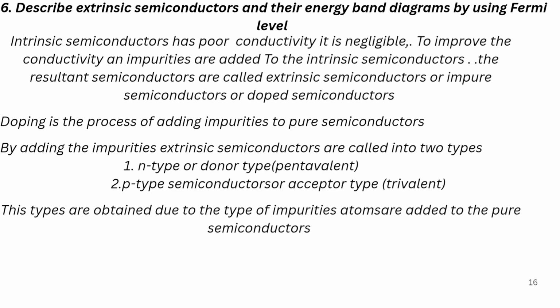So our next topic is to describe the extrinsic semiconductors and their energy band diagrams by using the Fermi level. What is meant by extrinsic semiconductors? We already have the intrinsic semiconductors, right? But why are we shifting from intrinsic to extrinsic semiconductors? Extrinsic semiconductors are formed by adding impurities to the pure form of semiconductors. In intrinsic semiconductors, we have poor conductivity.